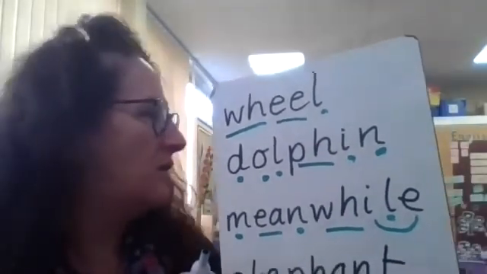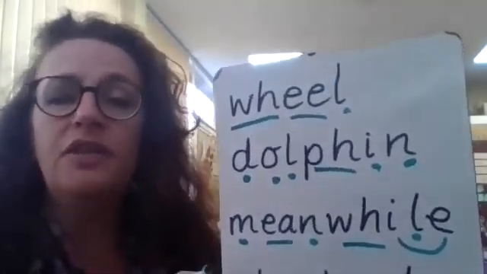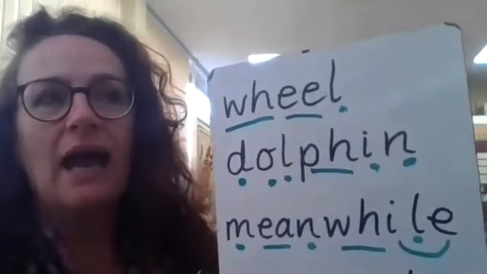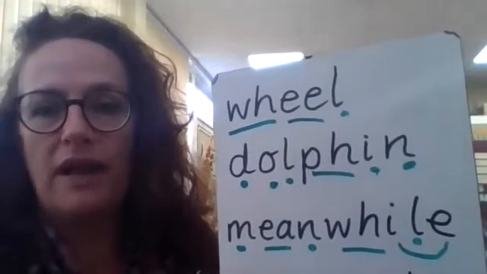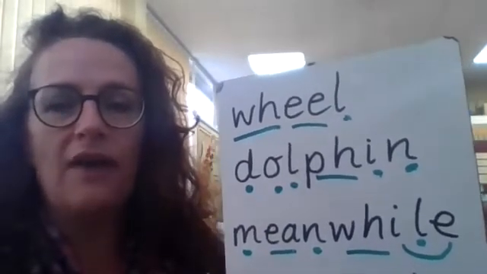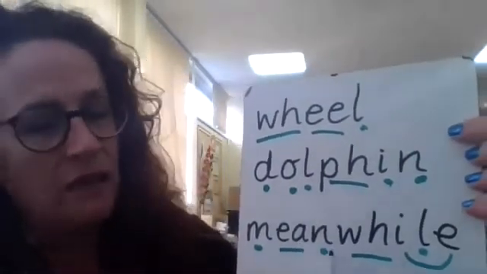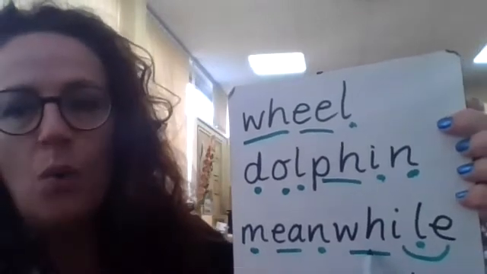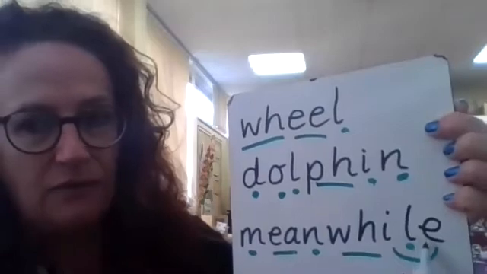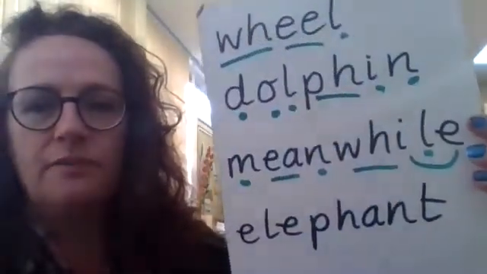Meanwhile. Excellent work over there. It doesn't matter if you got it wrong, but I need you to look at mine and check it and make your own corrections. I gave you all the clues of how to do this one. So you should have the EA spelling for E, you should have the WH spelling for W, and you should have the split digraph for the I sound. Meanwhile.